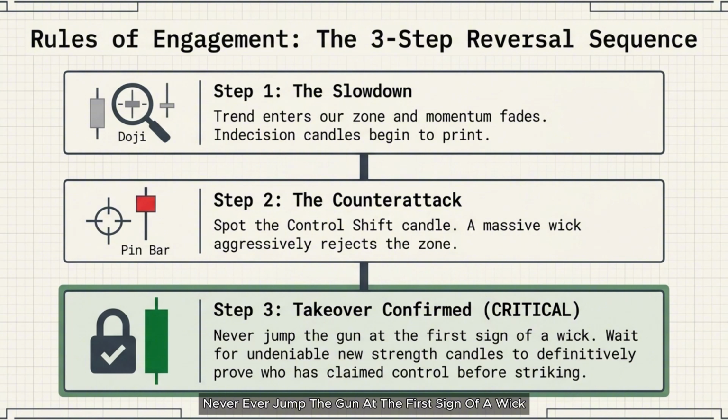Never ever jump the gun at the first sign of a wick. Always wait for the new strength to definitively prove who has claimed control.